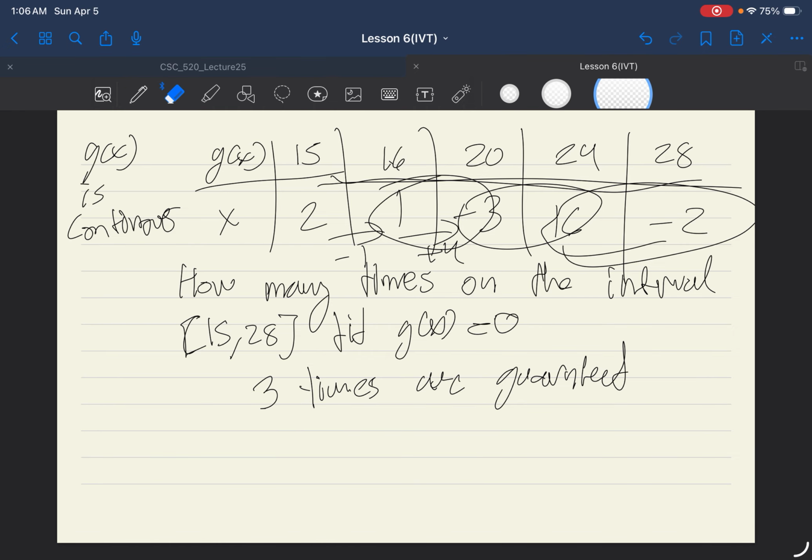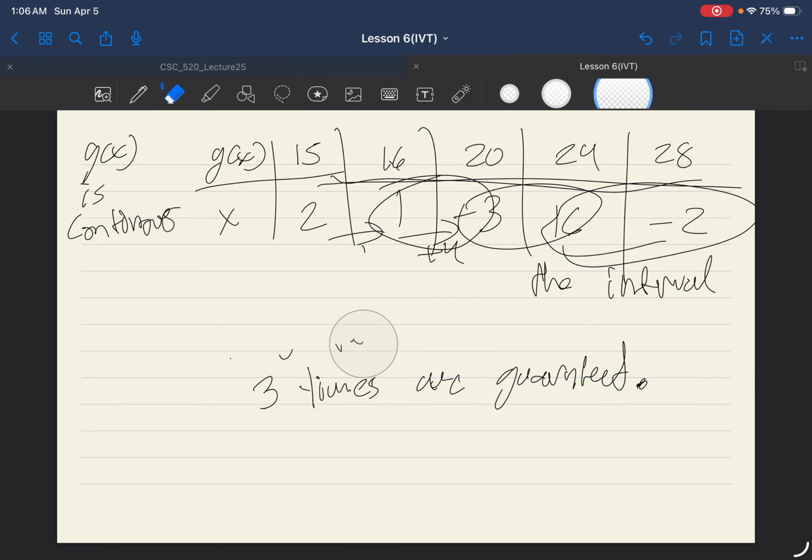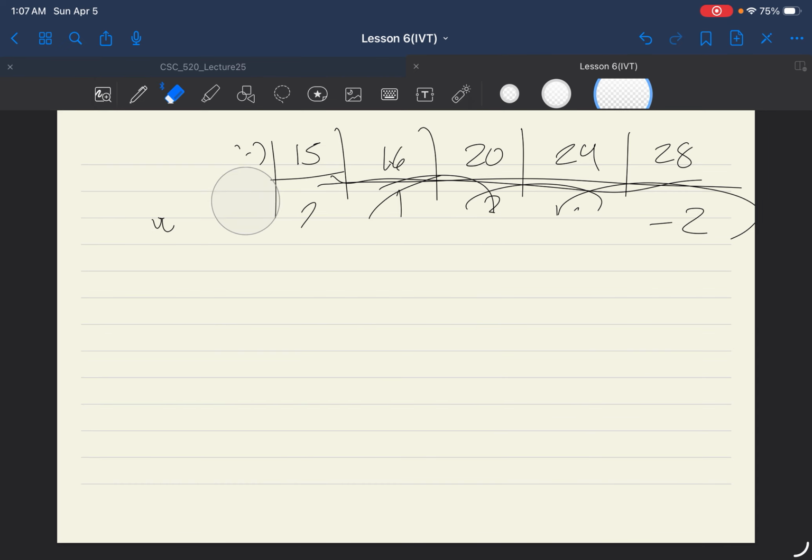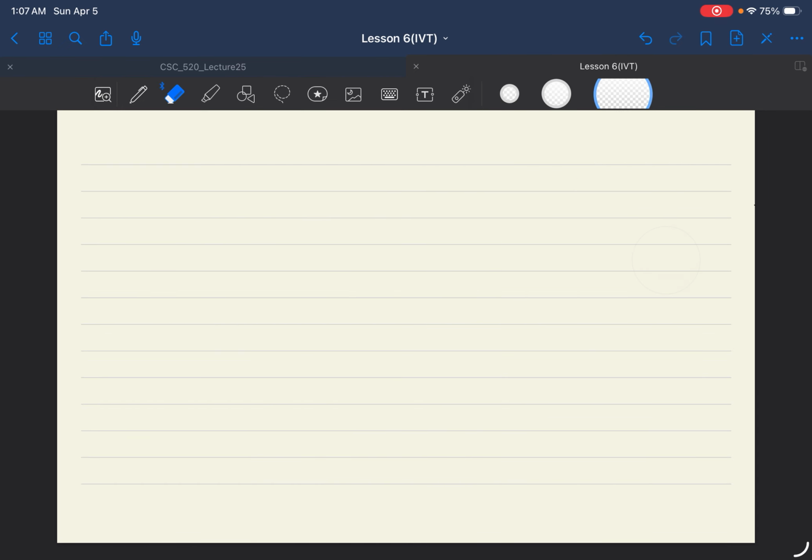So 3 times are guaranteed. Usually it'll ask you how many times are guaranteed by IVT, or what is guaranteed by IVT. Just like the first one. What was guaranteed? We only checked the endpoints to see if it was guaranteed by IVT. We only checked 1 and 5 because we wanted to check those endpoints to make sure it's guaranteed by IVT. All right. That was pretty much it.